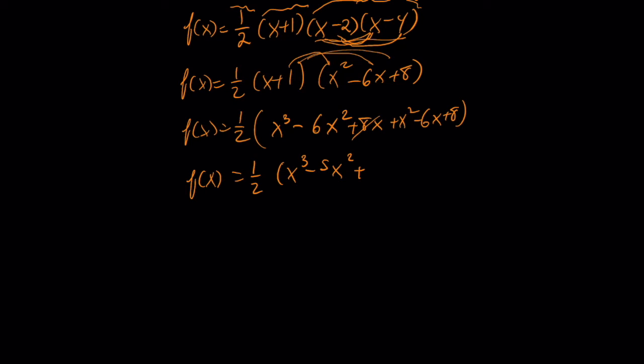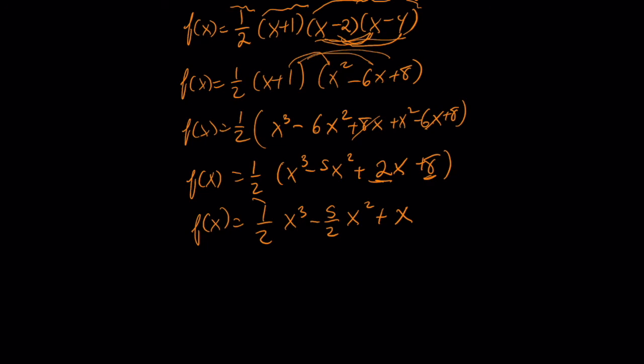plus 2x plus 8, and I distribute that 1/2. So I have f of x is 1/2 x cubed minus 5/2 x squared plus 2 times 1/2 is just 1x, 8 times 1/2 is 4. So that would be a polynomial that has the zeros negative 1, 2, and 4, and also has when x is 1, y is 3.